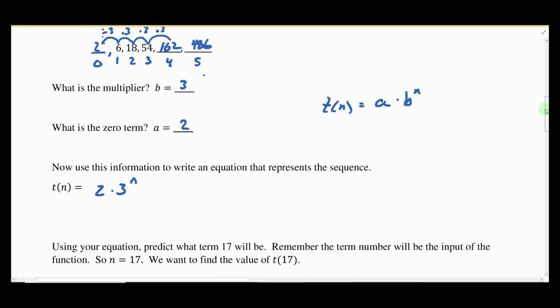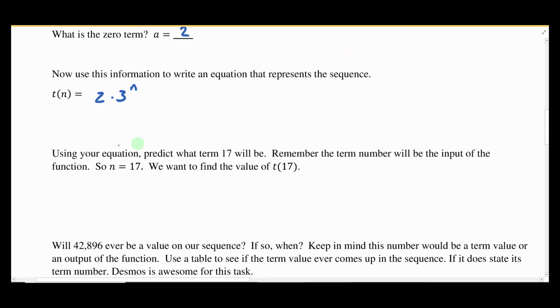All right, so let's give it a try. This is kind of the new piece right here. This is where we stopped in lesson 1, and now we're taking it a bit further because we want to make a prediction using our equation. So we want to predict what term 17 will be. The thing to remember here is that the term number will be the input of the function. So essentially they're telling us that n is 17. So we want to find t of 17. So we're going to set that up using our equation.